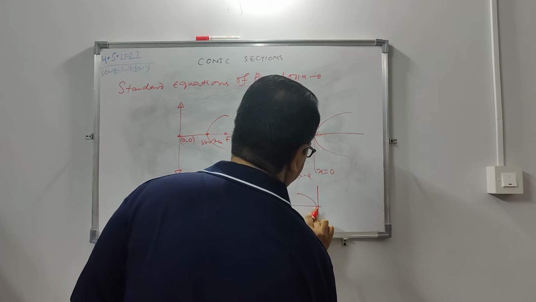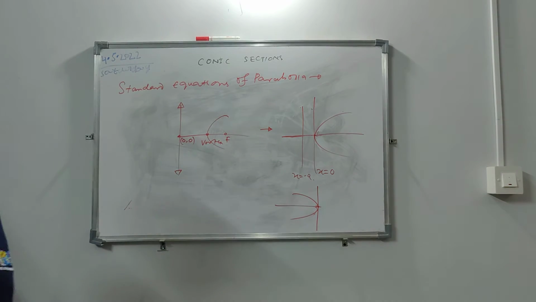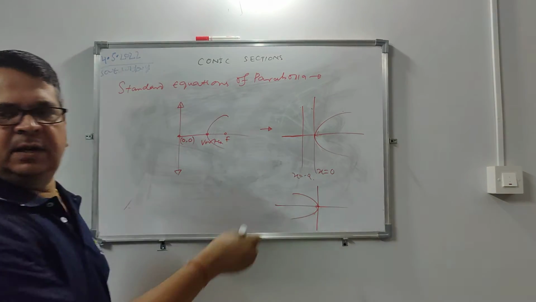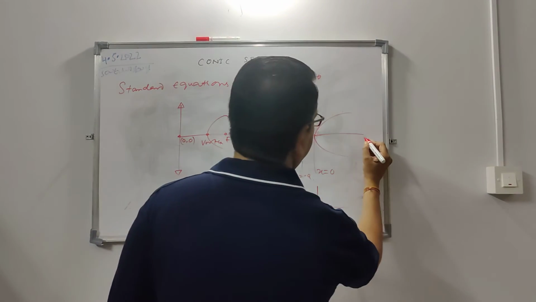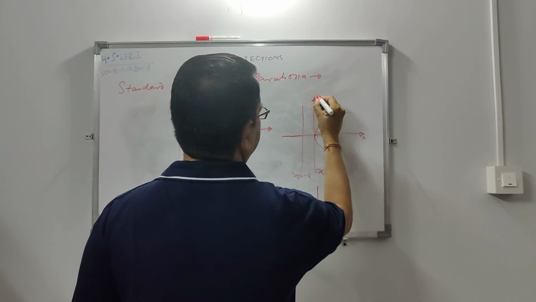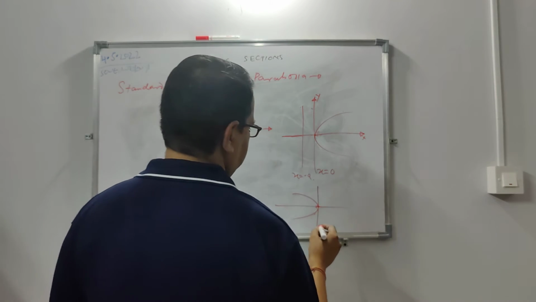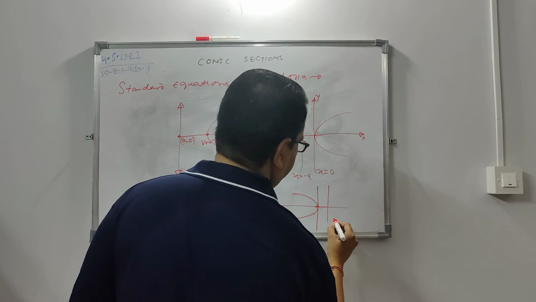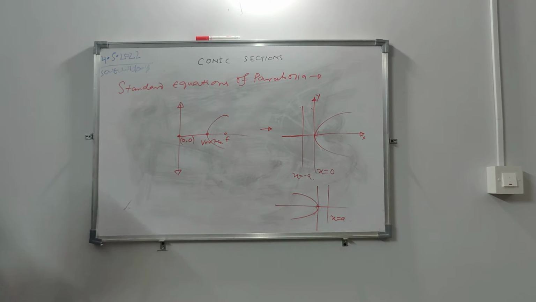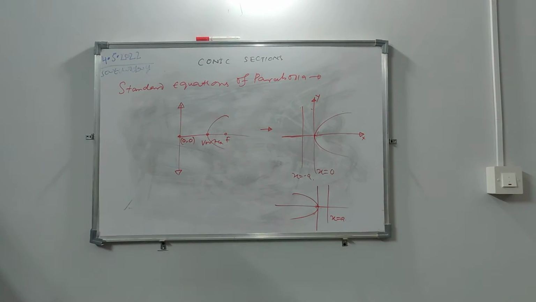It can be something like this, if your parabola is symmetric about your x-axis. So this is your x-axis, and let us say this is your y-axis. In this case your directrix will be x is equal to plus a. So this is one case where your parabola is symmetric about x-axis.